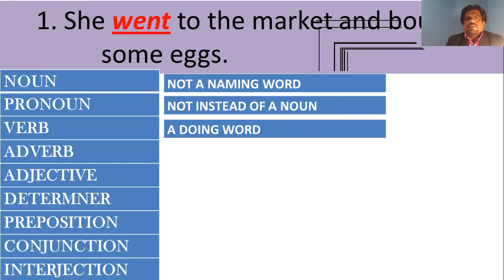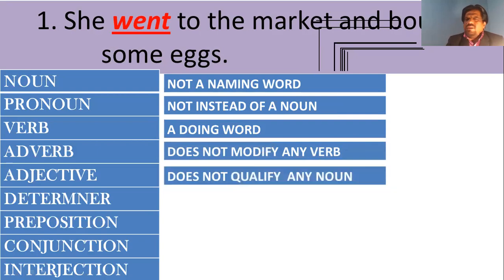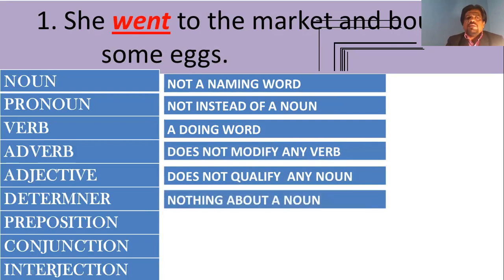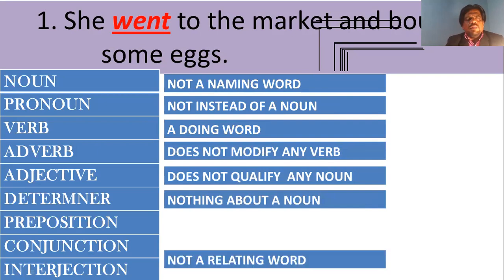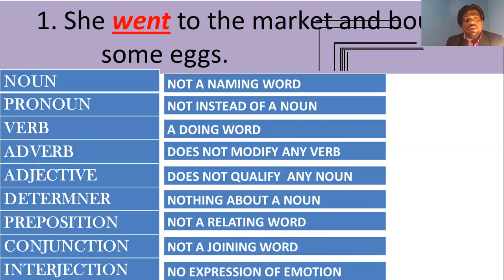But could it be any other part of speech? Let us check that. Is it an adverb? No, because it does not modify any verb. Is it an adjective? No, because it doesn't qualify any noun at all. Is it a determiner? No, because it is nothing about a noun. Is it a preposition? No, because it doesn't relate any word with another. Is it a conjunction? No, it is not joining anything. Is it an interjection? Not at all, because it doesn't express any emotion.